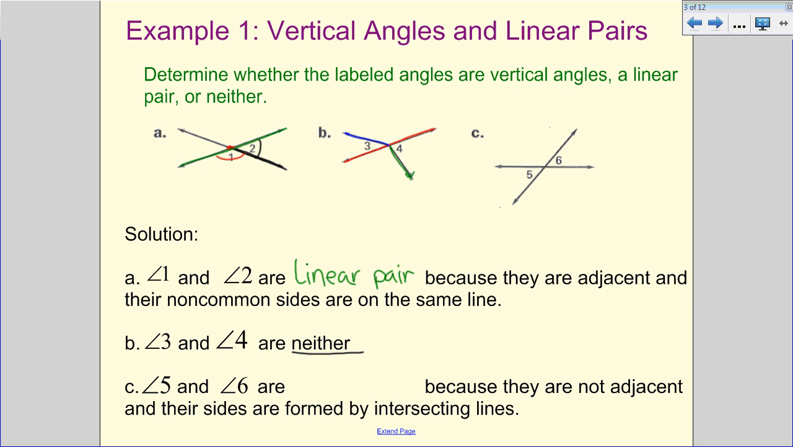And if we look at angle 5 and angle 6, we've got two intersecting lines. We've got green and blue. And then we have angle 5 and angle 6. Well, they're not adjacent because they're not side by side. And they're created with these two V's. They're two distinct V's. So these are what we call our vertical angles. My picture was too big to fit in there. Hopefully you guys can fit vertical angles in there. But they are non-adjacent, and their sides are made up of these intersecting lines.